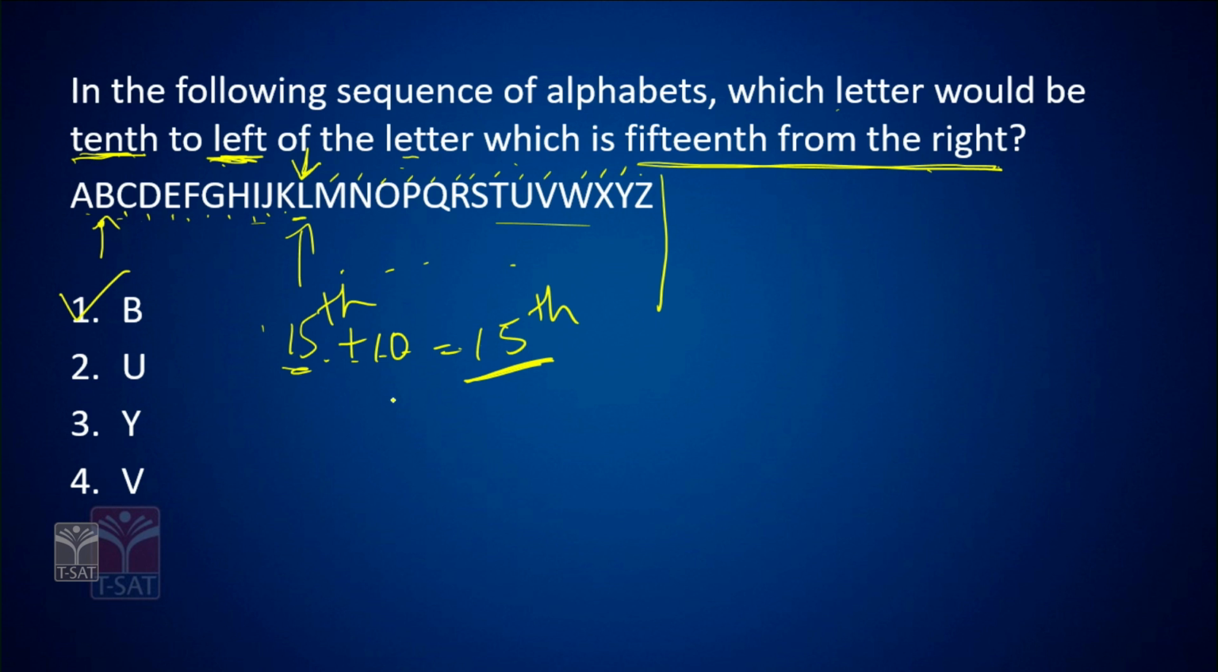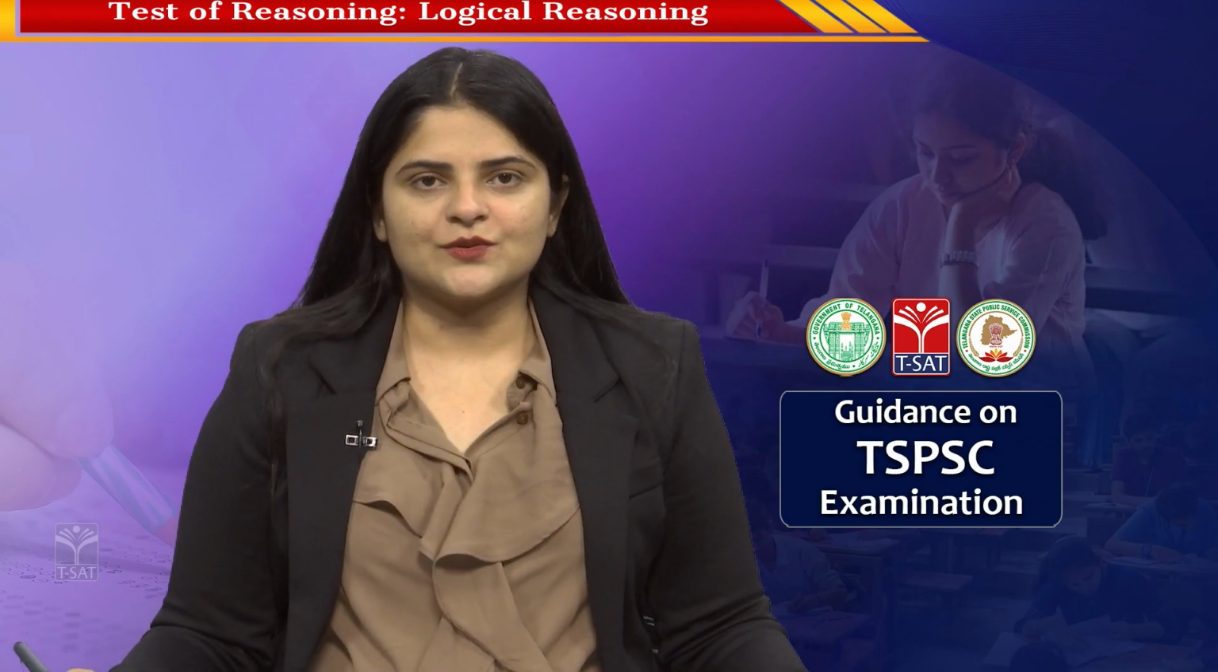So 25th alphabet. We know that there are a total of 26 alphabets, right? Okay, so the 26th alphabet is A from the right if we count, and the 25th is B. So you can easily just say B instead of counting the alphabets. That's another way of solving this. Let's look at the next question now.